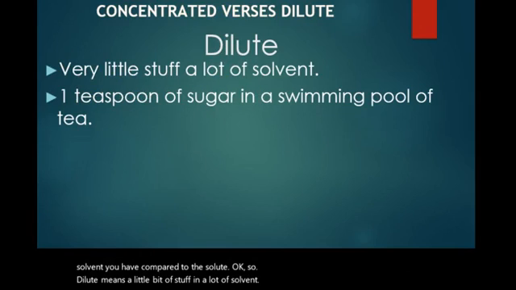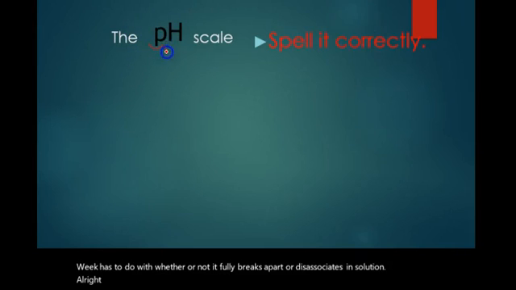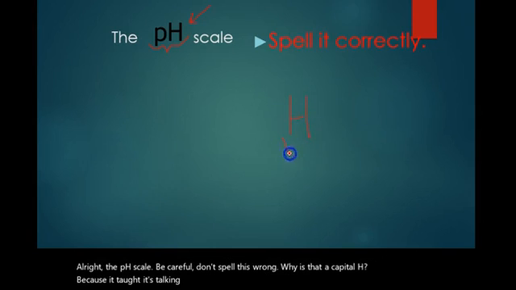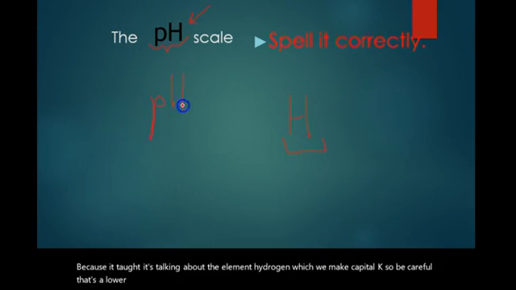And weak and dilute are not the same thing. Weak has to do with whether or not it fully breaks apart or dissociates in solution. All right, the pH scale. Be careful, don't spell this wrong. Why is that a capital H? Because it's talking about the element hydrogen, which we make capital. So be careful. That's a lowercase p and a capital H when you write it.